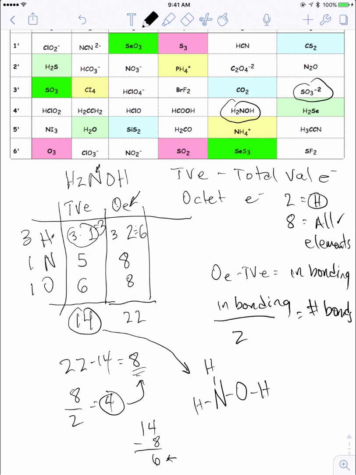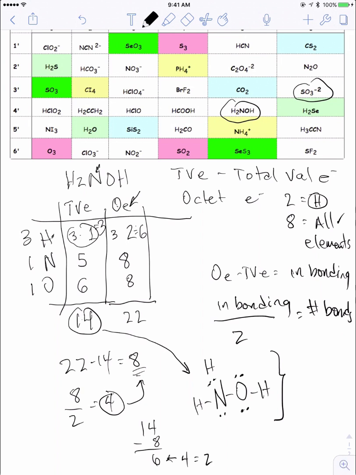So we put 2 here and 2 here. That's a total of 4. That means 2 remains, and that's where it goes. Now if you look, what you will see is that each of these elements in this structure has a full set of valence electrons. Hydrogen has 2 by virtue of the fact that it has a bond here. So the bond here actually represents 2 electrons.